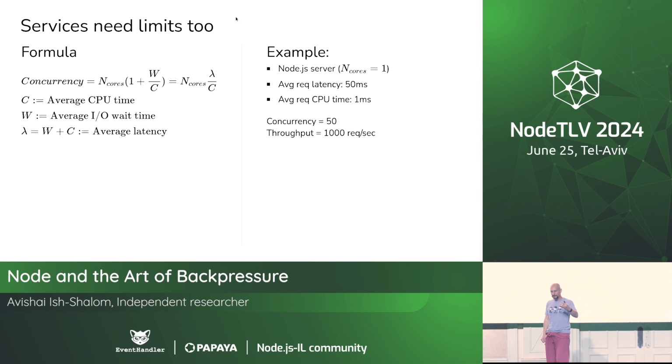Now, we need to understand what concurrency to set in our Node.js servers. So how do we compute this? There is a nice formula that is general. This is the same formula for threaded servers, for Golang, for Java, for whatever, and also for Node. And basically that formula says that the concurrency you can handle is the number of cores you have, which is the parallel work centers, times the average latency divided by the average CPU time per request.